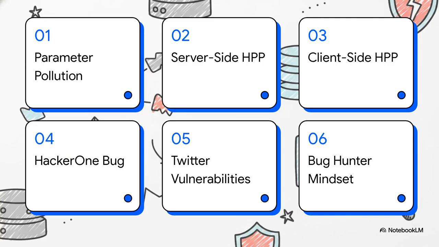Here is our roadmap for the explainer today. First, we'll define parameter pollution, explore server-side and client-side HPP, dig into some wild real-world bugs from HackerOne and Twitter, and wrap up with the bug hunter mindset.